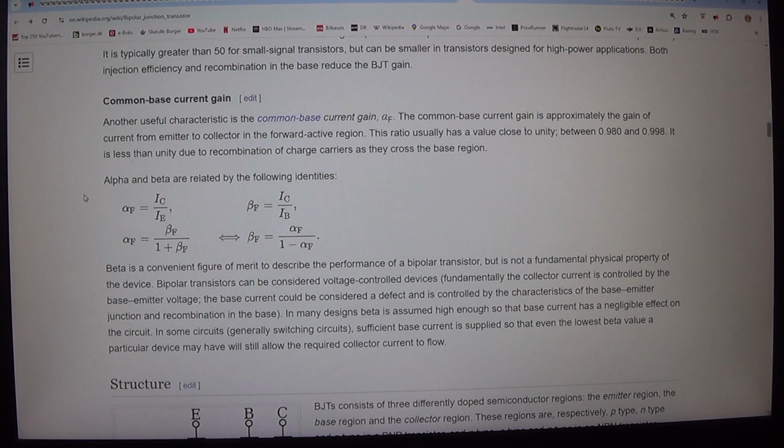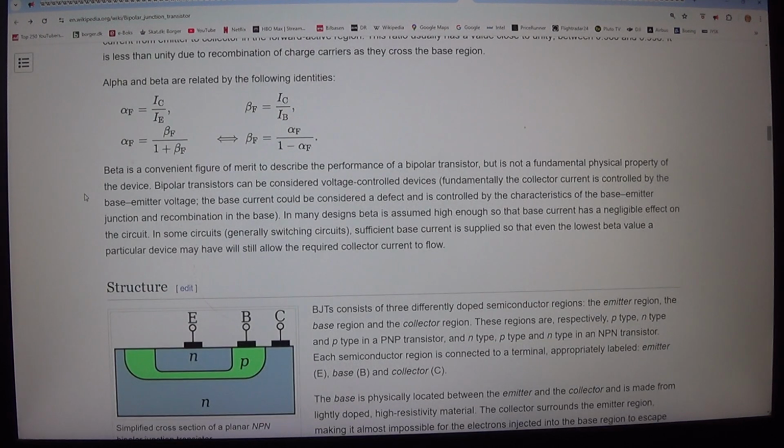Alpha and beta are related by the following identities. Line 1: alpha_F equals I_C over I_E, beta_F equals I_C over I_B. Line 2: alpha_F equals beta_F over 1 plus beta_F, which is equivalent to beta_F equals alpha_F over 1 minus alpha_F.